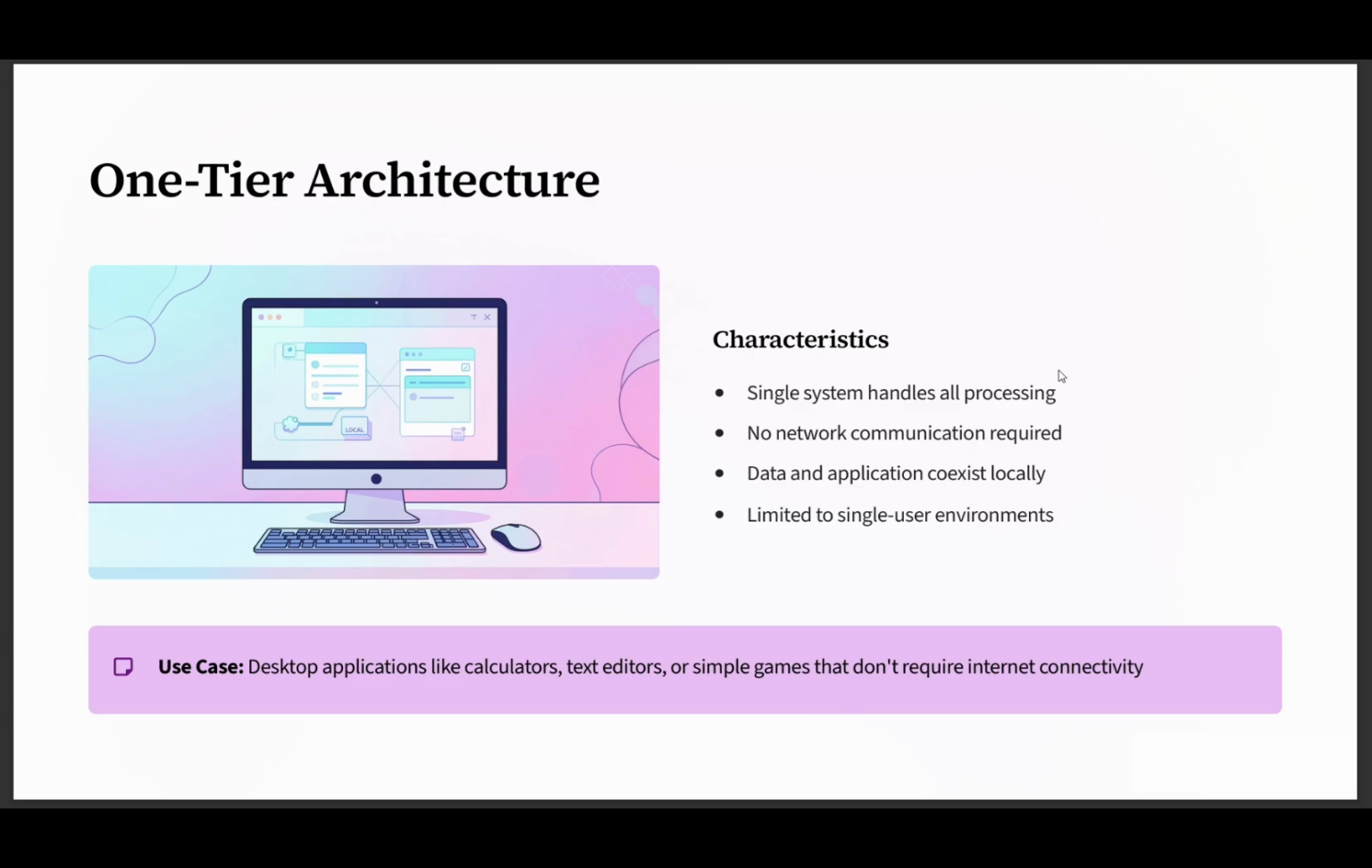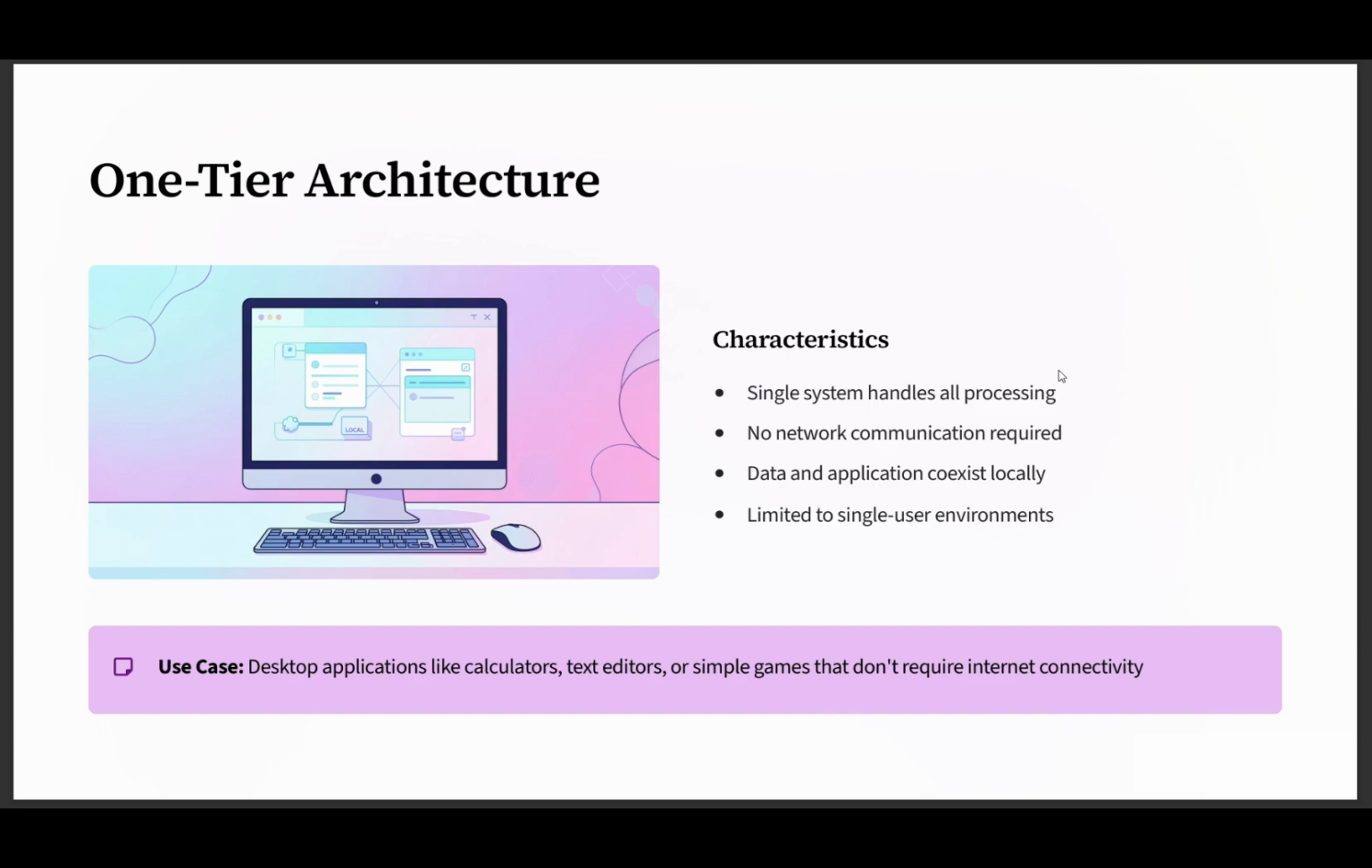The first one is one-tier architecture. In one-tier architecture, everything happens in a single system. This means the user interface, application logic, and data storage all exist in one machine or application. There is no need for network communication because all processing happens locally. Examples of one-tier applications include simple desktop software like calculators, text editors, or offline games.